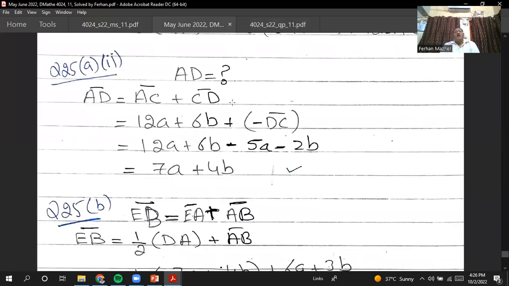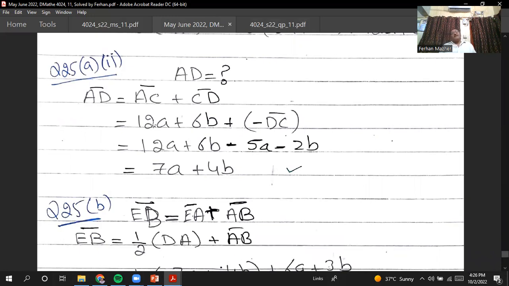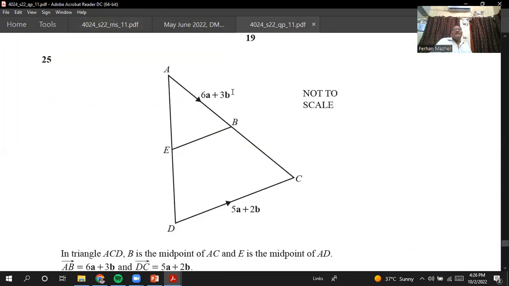AD is the question. So the AD will be equal to AC plus CD. AC is 12A plus 6B and the CD will be minus DC. We know the value of the DC, so its value will become negative because we are going opposite to that vector. So 12A plus 6B minus 5A minus 2B. So you are left with 7A plus 4B. So our answer is right.